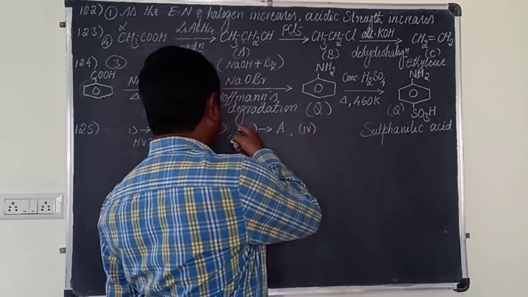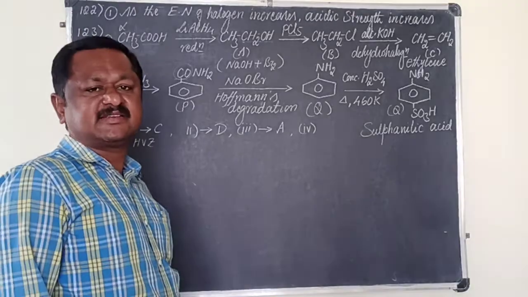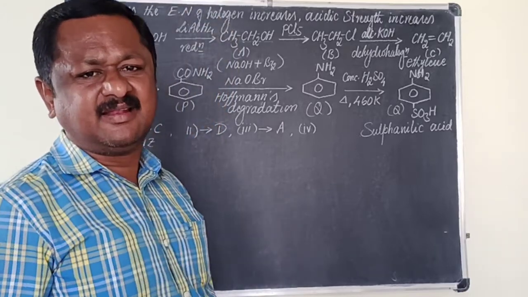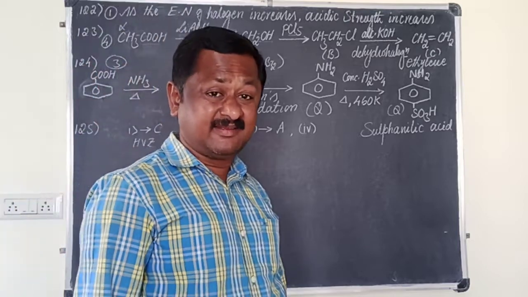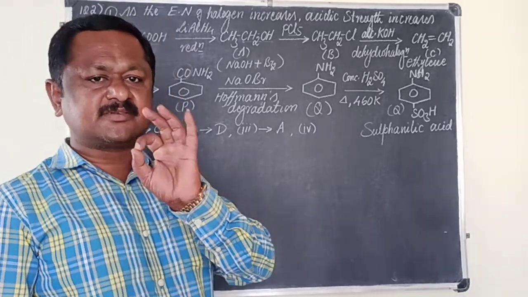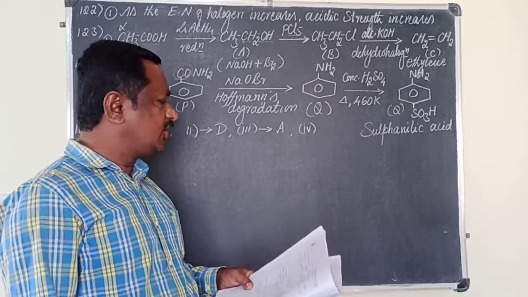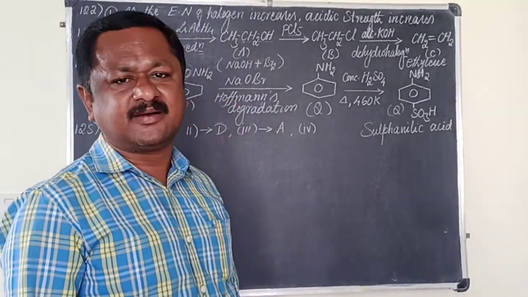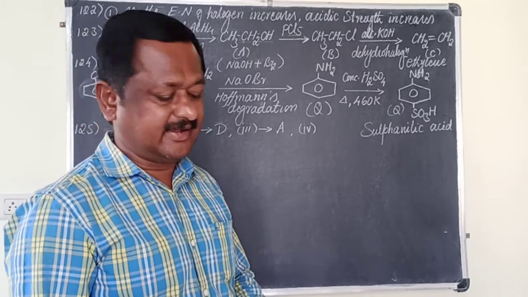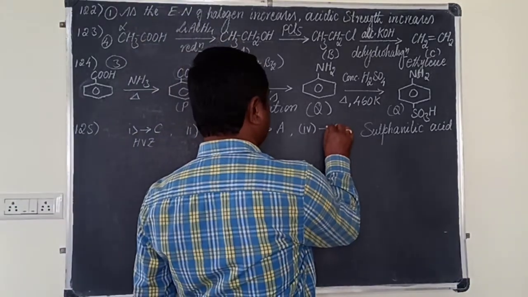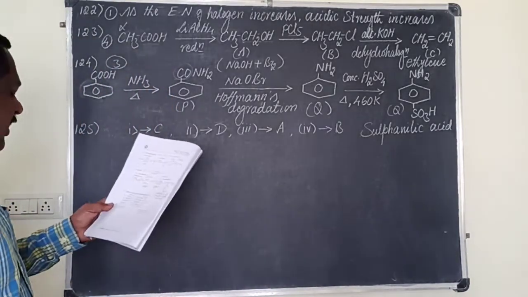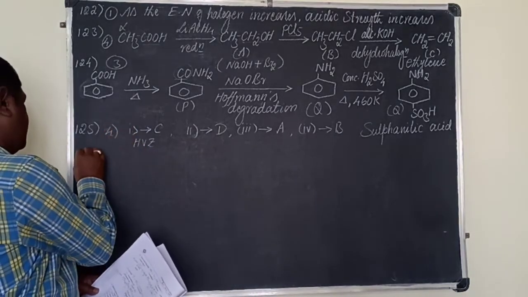Again, methyl cyanide, that is methyl nitrile, is treated with a reducing agent like SnCl2 and HCl. First it goes to the imine. That imine on hydrolysis gives the aldehyde. That is Stephen's reaction or Stephen's reduction. And the fourth one, toluene. Toluene is the major product of the Friedel-Crafts alkylation. Option B. So the answer is 1C, 2D, 3A, and 4B. Option 4. Option 4. Right?